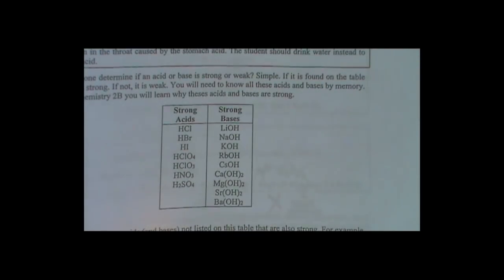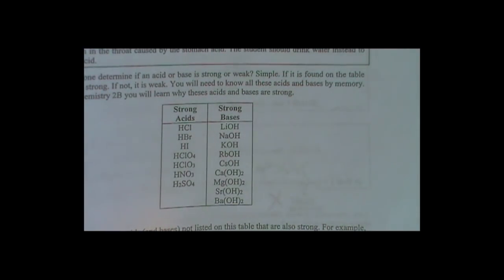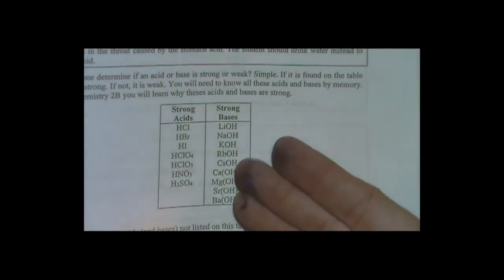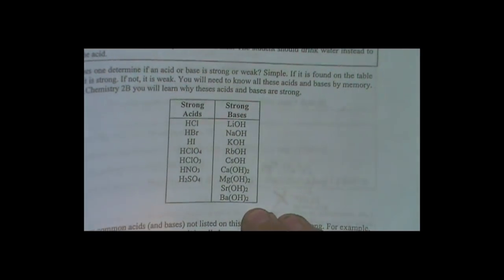If it's on this chart, it's strong. This is my chart. Your book has a chart that looks really similar. If it's here, it's strong. What if it's not here? It's not strong. In Chem 2B, you'll learn why. But in Chem 2A, it's a little early, but we do need to know what an acid and base is in Chem 2A, so that's why you learn it here. But you'll learn why that's true in Chem 2B. It has to do with size and electronegativity and stuff like that. Okay.